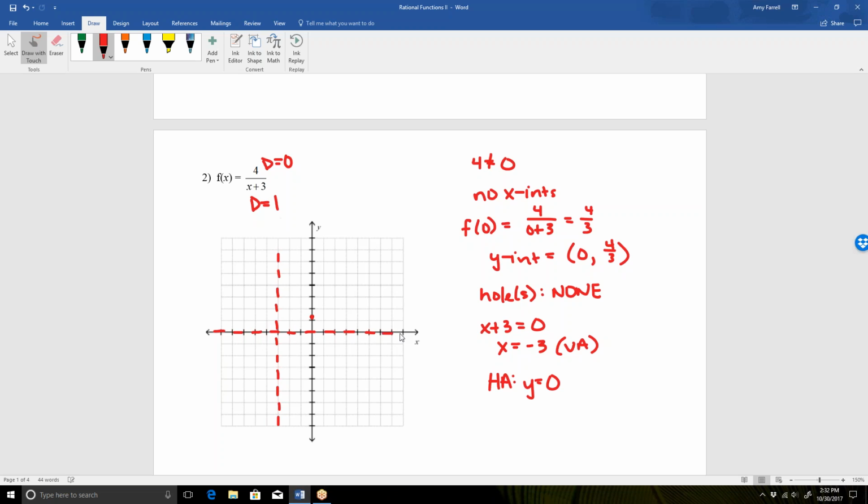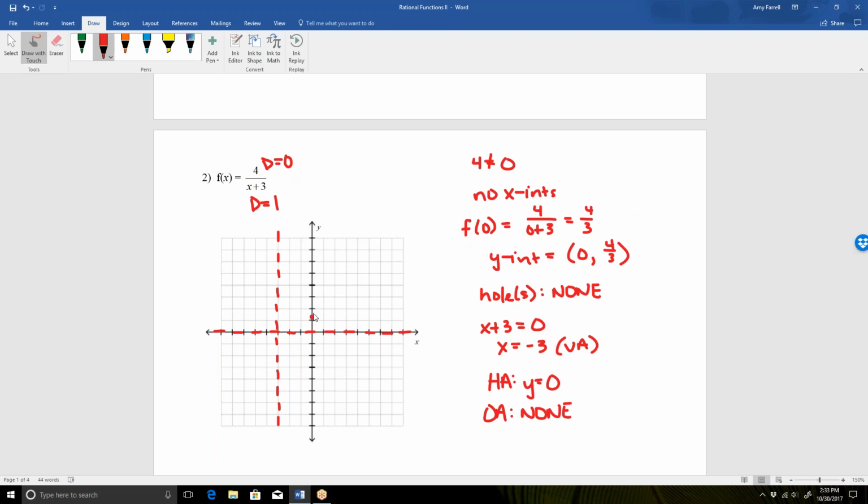Okay, you probably can see now why we do not have an x-intercept. We have an asymptote along the x-axis. Oblique asymptote would be none. If we have a horizontal asymptote, you will not have an oblique asymptote. All right, now we want to possibly get a few more points.